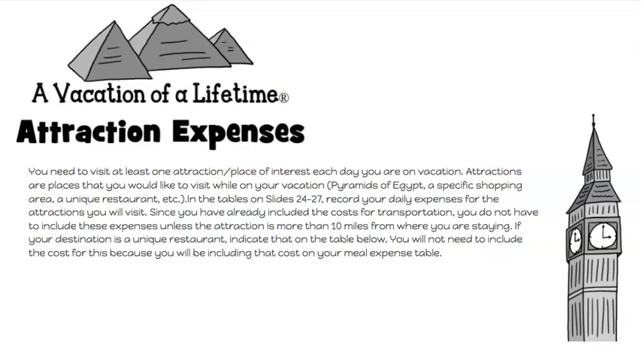So for Monday, you need to do the attraction expenses. So you need to visit at least one attraction place of interest each day you are on vacation. In the tables on the next few slides, you are going to record your daily expense for the attraction you will visit. Since you already included costs for transportation, you do not have to include it in the expense. If your destination is a unique restaurant, indicate that on the table. You will not need to include the cost for this because you'll be including that in your meal cost. So, if you are only going on vacation for 4 days, you only need 4 attractions. So let me show you how this works.